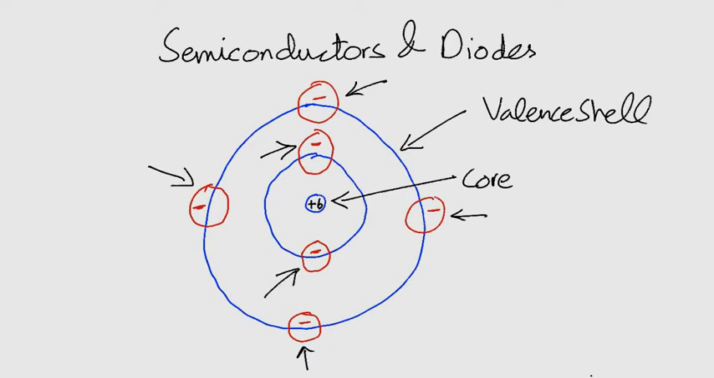The nucleus consists of 6 protons and 6 neutrons, so the +6 indicates the positive charge of the 6 protons. The core has a net charge of +4. +6 for the nucleus and -2 for the 2 inner shell electrons.